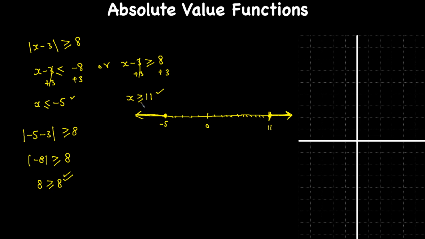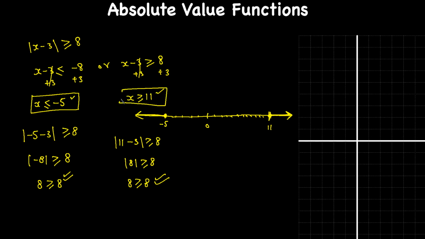And let's try this one, x greater than or equal to 11. Let's say I use 11. So x is 11, minus 3, greater than or equal to 8. So this is equal to the absolute value of 8, and this also holds our inequality. So these two are the solutions to this inequality. So the rule is, if it's greater than or equal to, first thing is write x minus 3 less than or equal to the negative of this number, or greater than or equal to that number. Okay, let's do one more.